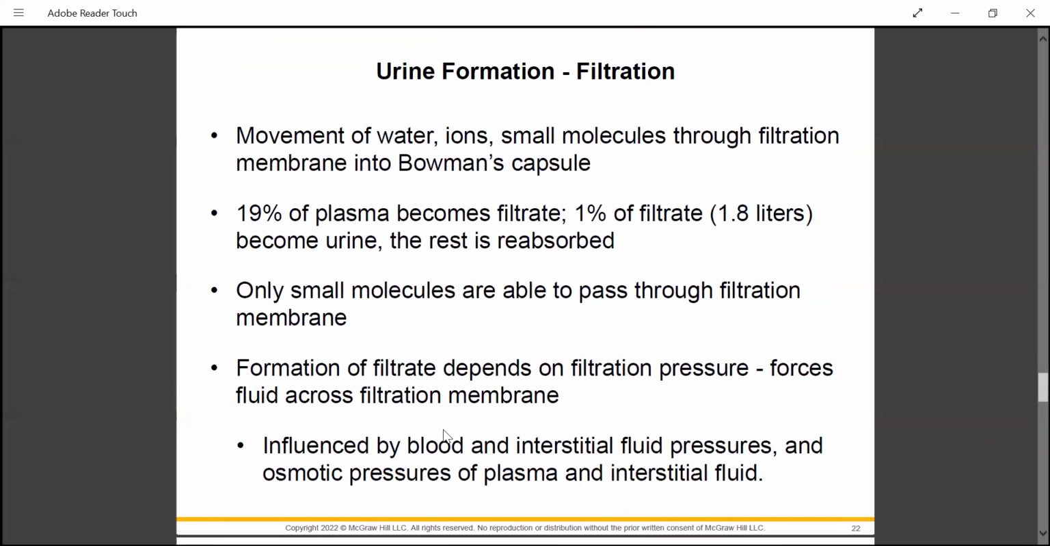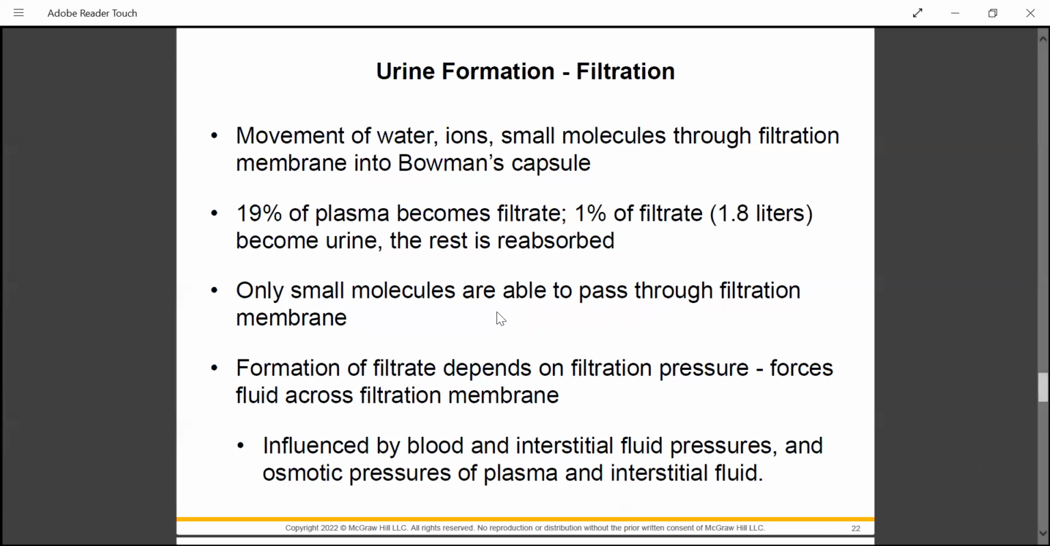So our first step of filtration, we get water, ions, and molecules that are small enough to pass through our glomerular capillaries that end up in Bowman's capsule. So about 19% of plasma, so about 1/5 of the plasma or fluid portion of the blood, is going to become filtrate. Only about 1% of that is going to become urine. So that means 18% of it is going to be reabsorbed. So like I said, a lot of that filtrate is reabsorbed.